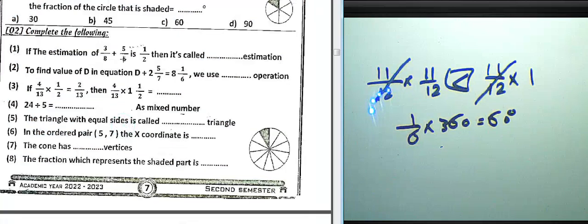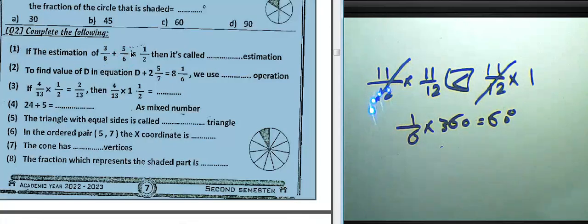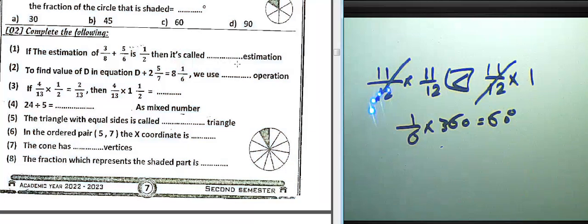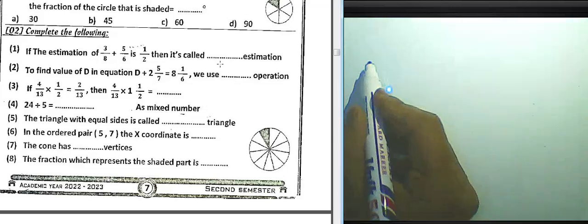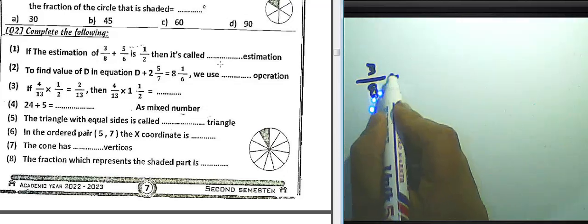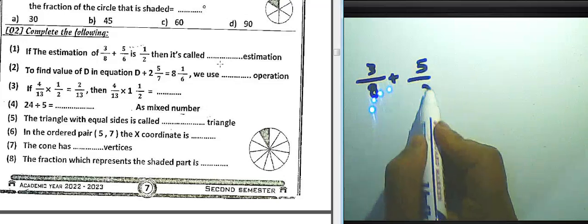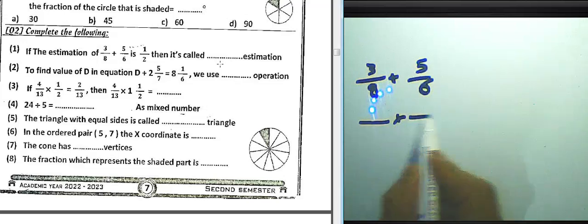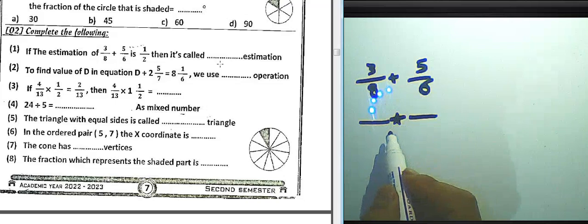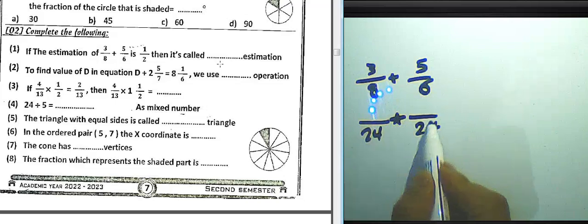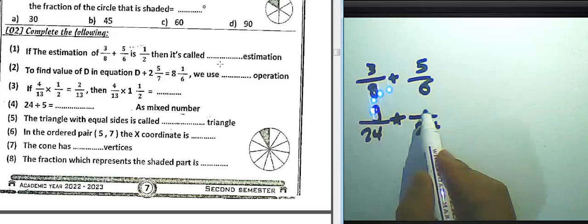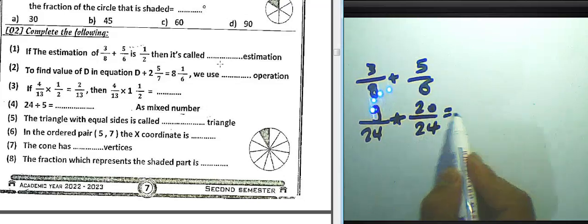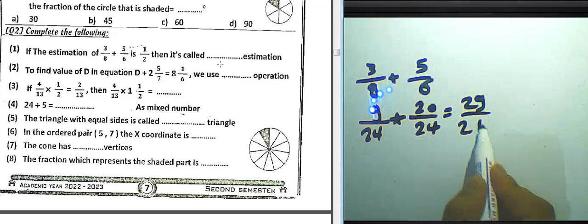The estimation of 3 over 8 plus 5 over 6 is half, called space estimation: underestimation or overestimation. Look at here, 3 over 8 plus 5 over 6. We can find the least common multiple between them, equal to what? Equal 24. 3 times 8 is 24, 3 times 3 equal 9. 4 times 6 is 24, 4 times 5 equal 20. Result will be 29 over 24.